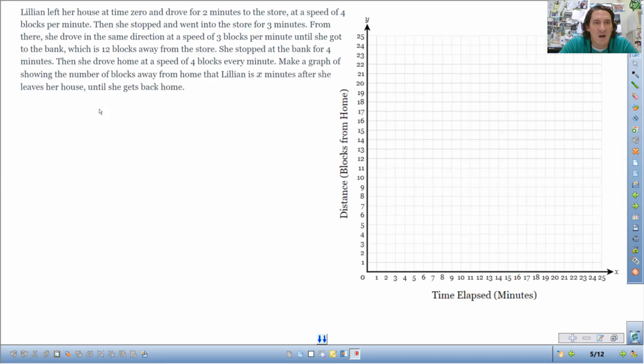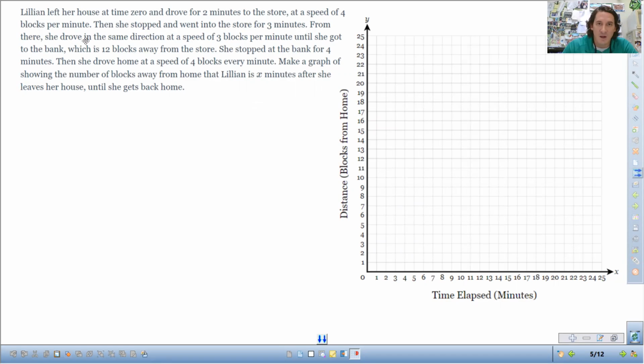Lillian left her house at a time of 0 and drove for 2 minutes to the store at a speed of 4 blocks per minute. Then she stopped and went into the store for 3 minutes. From there, she drove in the same direction at a speed of 3 blocks per minute until she got to the bank, which is 12 blocks away from the store. She stopped at the bank for 4 minutes. Then she drove home at a speed of 4 blocks every minute. Make a graph showing the number of blocks away from home Lillian is x minutes after she leaves the house.